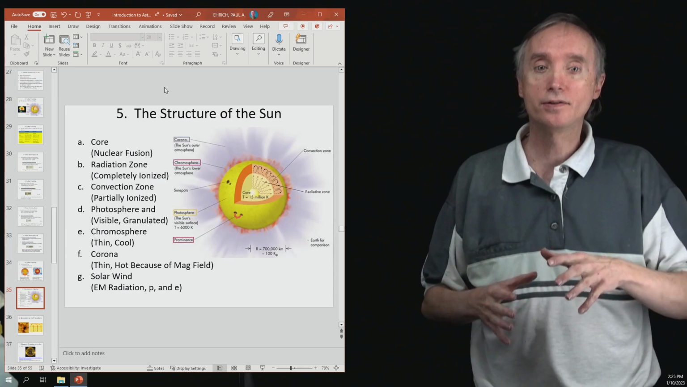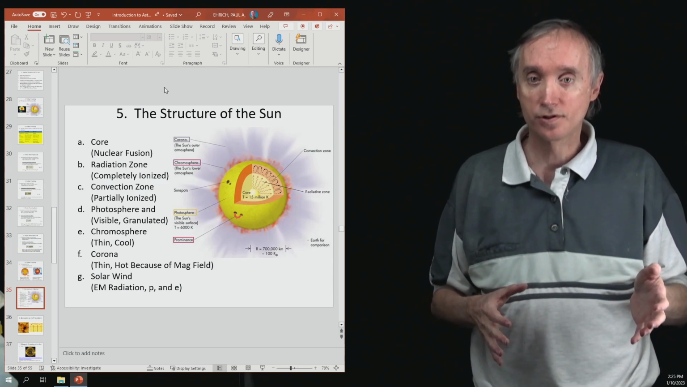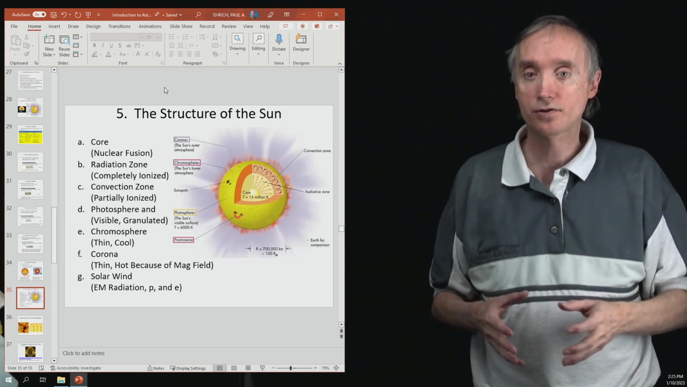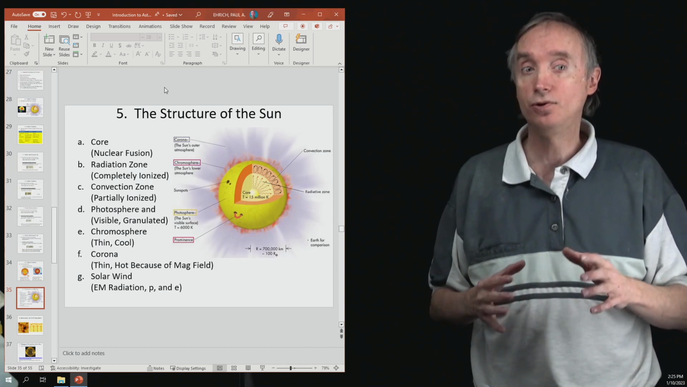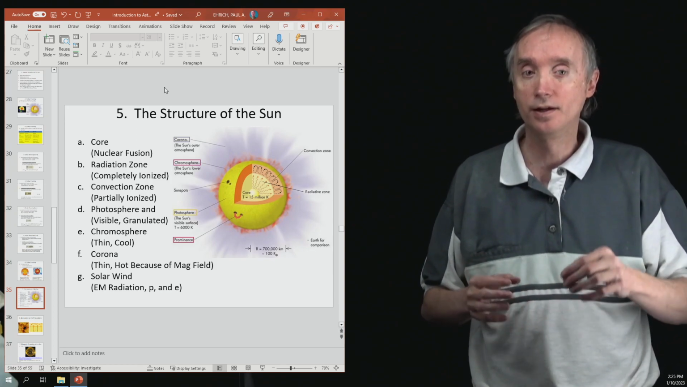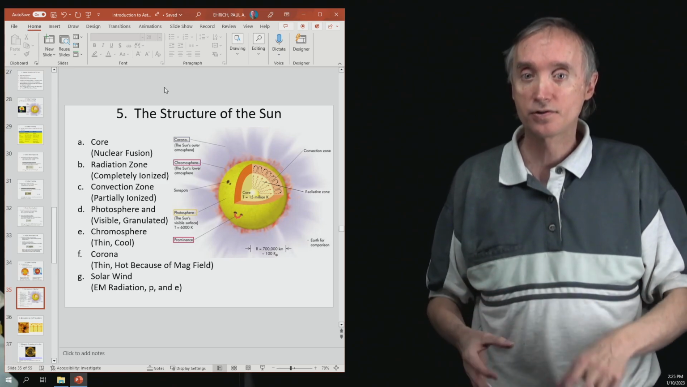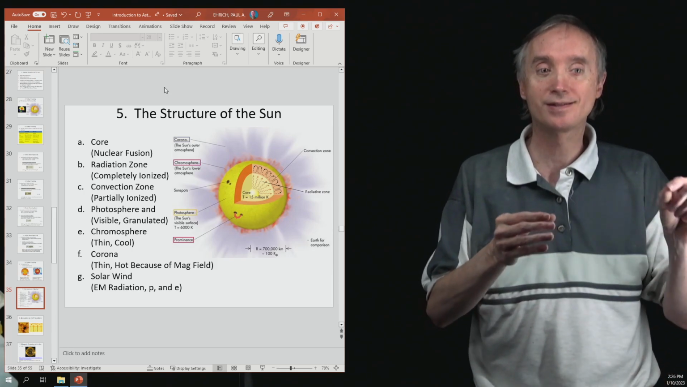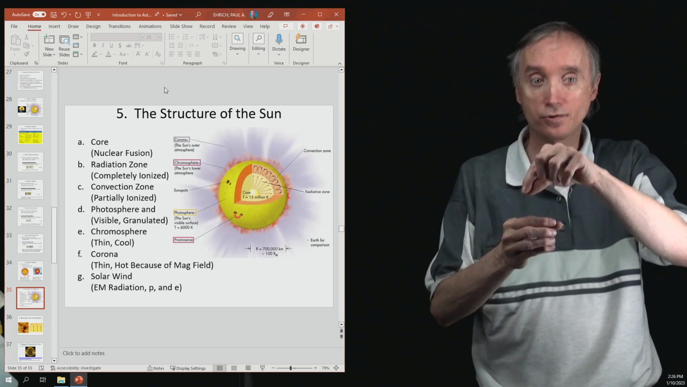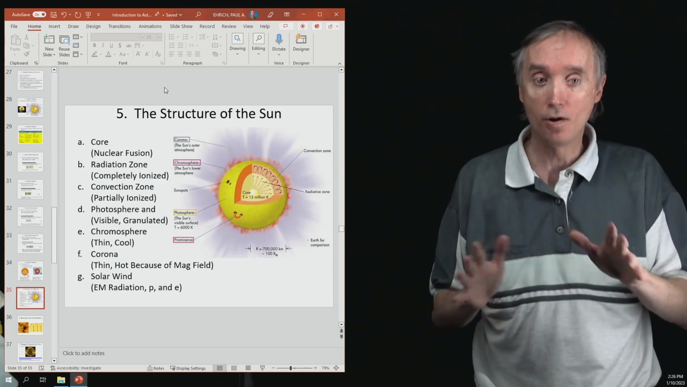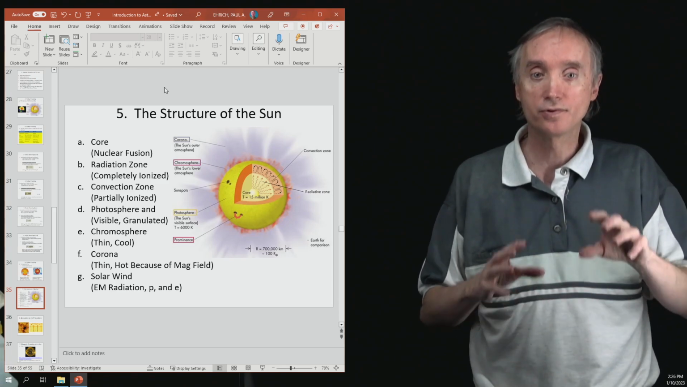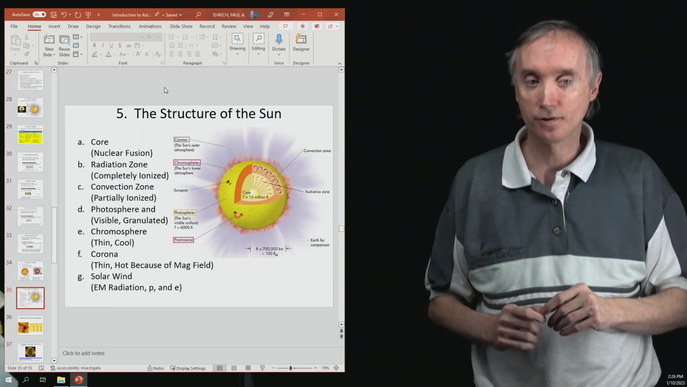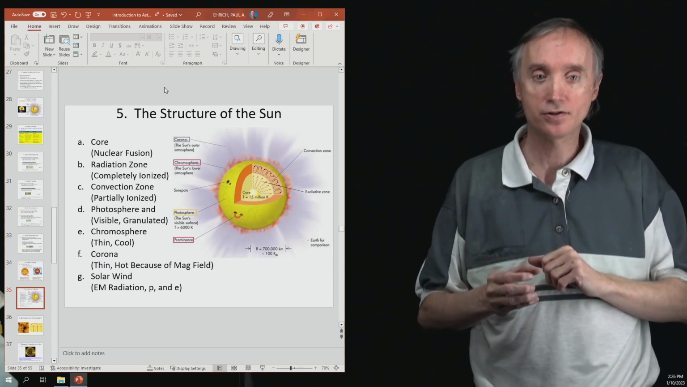Okay, now let's go into the next layer of the sun, which is called the convection zone. So we're going from the radiation zone to the convection zone. In the convection zone, it's cooler. It's continuing to get cooler and cooler. In the convective zone, it's cool enough that some of the electrons start to reattach to the atoms. Not all of them, but some of them. So some of the atoms are now partially ionized, with electrons attached to them.